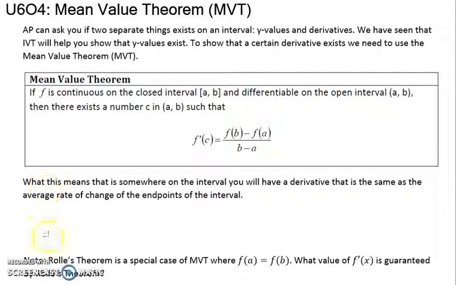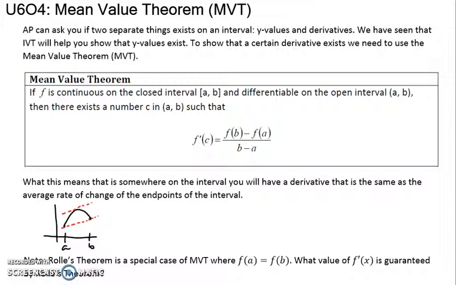Now, what this would look like if we saw a graph, so say we have just some random function from a to b, and let's just say it looks like this. If we were to find the average rate of change between a and b, somewhere on this interval, the derivative of the function, so the slope of the function, is going to be the same thing. So in this case, it's going to be somewhere up there, right? The slope of the tangent line is going to be the same as the slope connecting those 2 points.